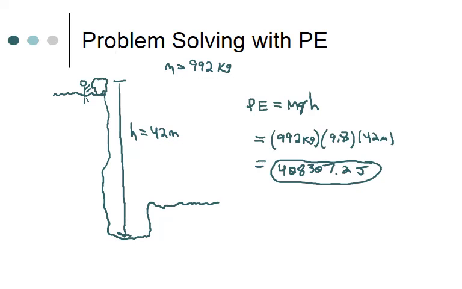Okay, so you should get 408,307.2 joules as the energy of this object. So a lot of joules of energy, a lot of mass, decent height. This is about 4 times the height of the stadium, 3.5 or so. So that's the potential energy of that object.